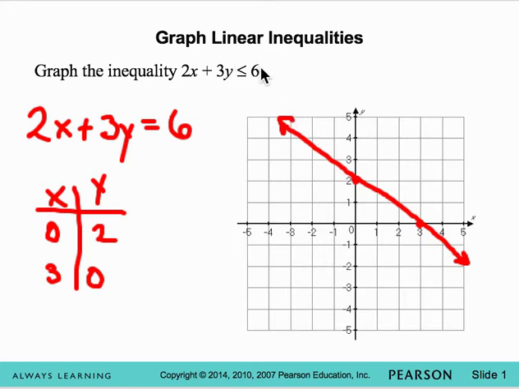Now, if it just said strictly less than, I would still find this line, but when I drew it in, because the equal part wouldn't be part of my answer, I would make it a dotted line. So this would still be my boundary, but the actual line wouldn't be part of my answer, and we represent that by drawing it dotted. Okay, so think about what this means. This is where the equation is equal to 6.